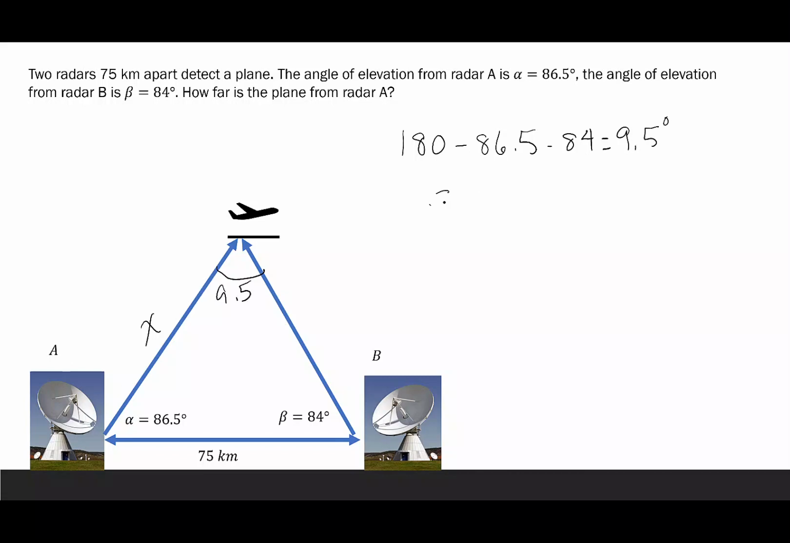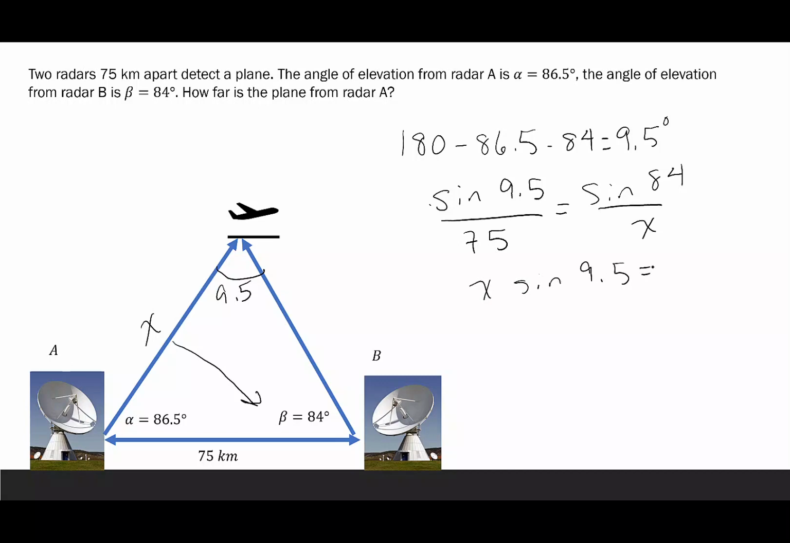Using the law of sines, I can say that the sine of 9.5 over 75 is going to be equal to, I need to look at the angle across from my missing side. I'm trying to figure out x. The angle across from it is 84. I want to use the sine of 84 over x. When I cross multiply, I have x sine of 9.5 is equal to 75 times the sine of 84. Isolating x, I get x is equal to 75 sine of 84 over the sine of 9.5.